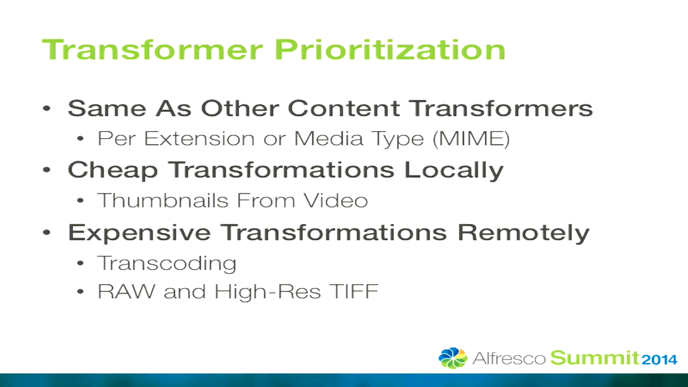How are we going to deal with all this? Well, luckily, all of this follows the same content transformer prioritization that we've already got in Alfresco 1. So you can define priorities based on source to target MIME type, things like that, or extensions. And the way that the media management module introduces these additional ones is that we keep these inexpensive transformations locally. So things like grabbing a thumbnail out of a video, that's not resource intensive. It's very quick. Almost no CPU usage to do that sort of thing. So that stays locally, but then of course our transcoding is going to go out to either a service or one of these remote nodes. Similarly with our raw or high resolution TIFF conversions.